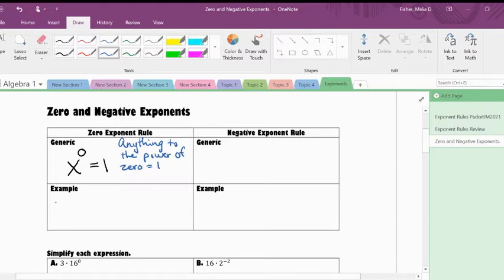So, for example, I could have 237 to the power of 0, that will equal 1. I can have negative 516,000 to the power of 0 still equals 1. So anything to the power of 0 equals 1.